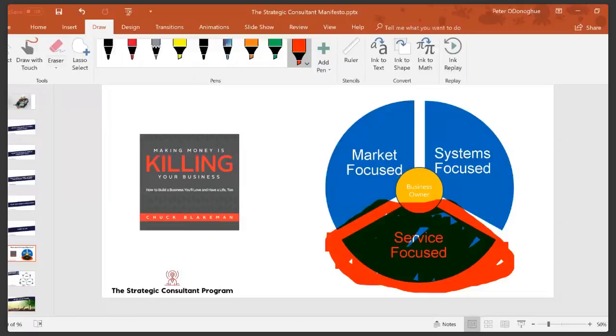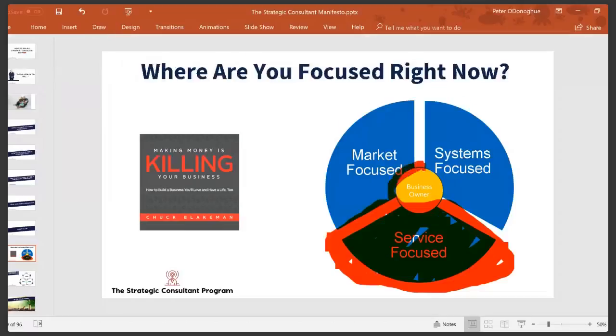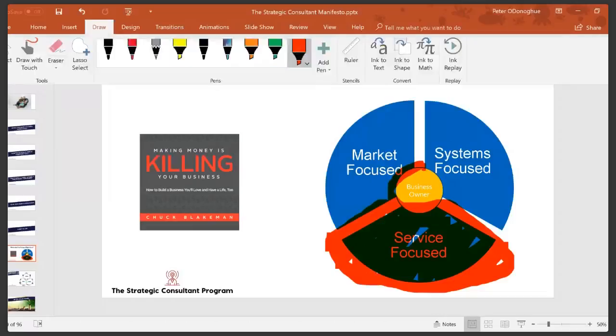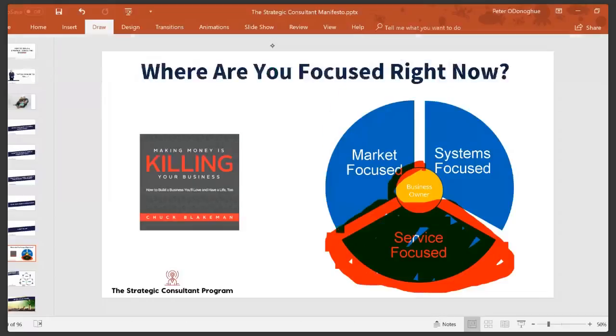And what Chuck Blakeman says, and I absolutely concur, and it's something that I've been working on with my clients for many, many years, is the reality is you should be positioning yourself as the business owner. The way that you get that is to have a good blend of the market focus. And I'm going to show you exactly how you can do that in this webinar. So stick around to the webinar.